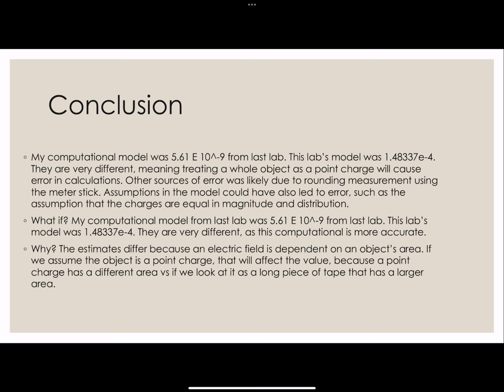My computational model was 5.6 times 10 to the negative 9 from the last lab, and this lab's model was 1.4 times 10 to the negative 4. As you can see, they're very different, so I'm guessing I had a bunch of error, whether it was due to rounding error with the meter stick or assumptions in the model, such as the assumption that the charges are equal in magnitude and distribution.